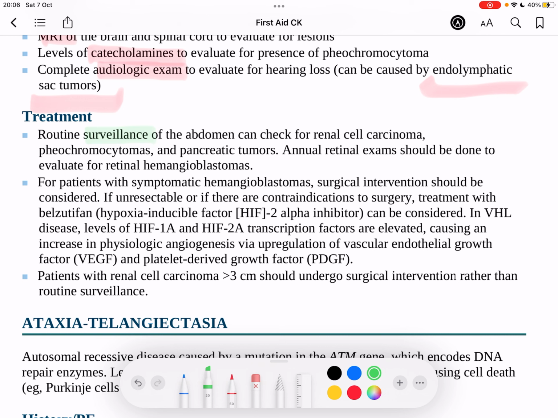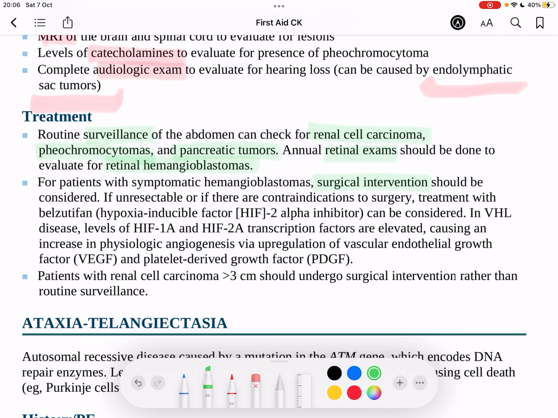So routine surveillance of the abdomen can check for renal cell carcinoma. We can also check for pheochromocytomas and pancreatic tumours as well. We want to be doing retinal examinations annually to check for retinal hemangioblastomas. For patients with symptomatic hemangioblastomas, we should be trying to do a surgical intervention, okay?